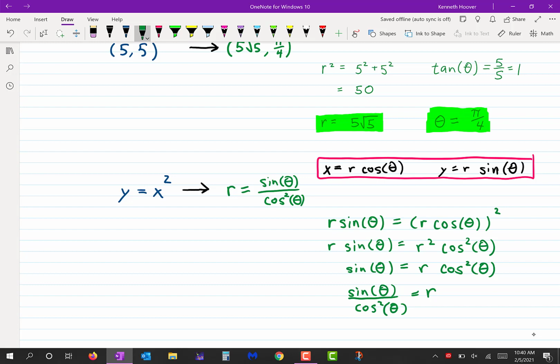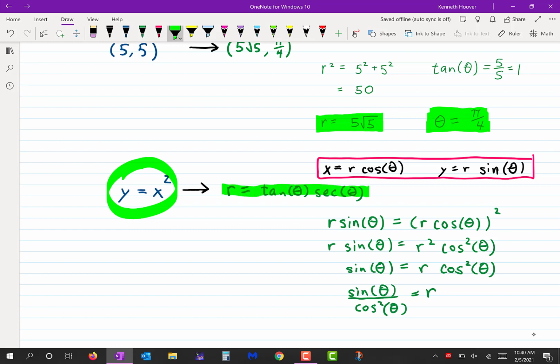Look at that for a second. Do you agree with that? Tangent times secant would be the same thing as sine over cosine squared. So let's go ahead and write it that way. Okay? And there you go. You already knew that this was a parabola, and in polar coordinates that parabola looks like this, or the equation of that parabola, let's say. Okay?